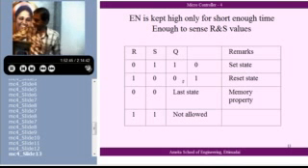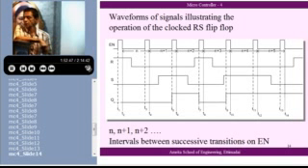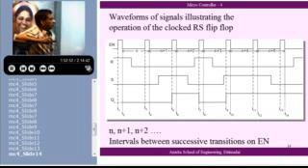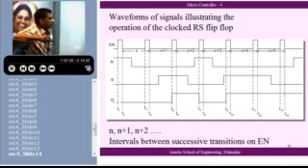Is it okay? I have shown a set of operating waveforms here. See here, wherever enable is 0, R is changing, S is changing, but the output does not change. The flip-flop does nothing here. Here again, enable is 0, it does nothing.